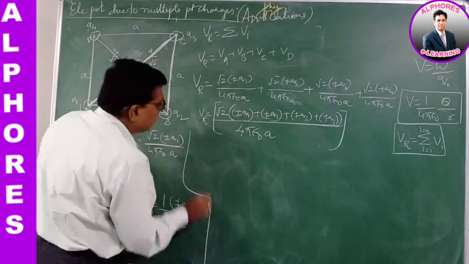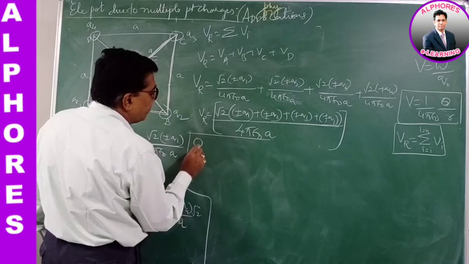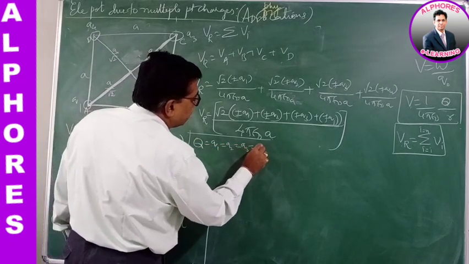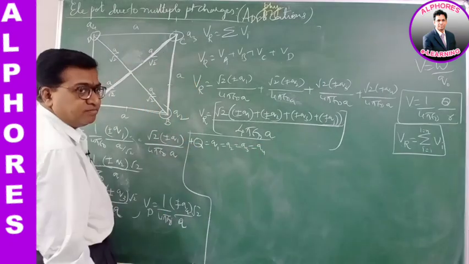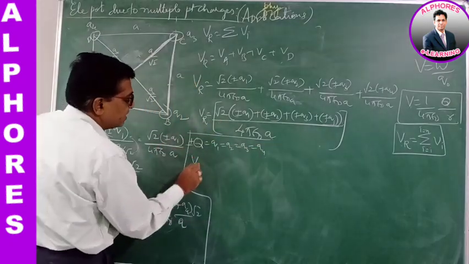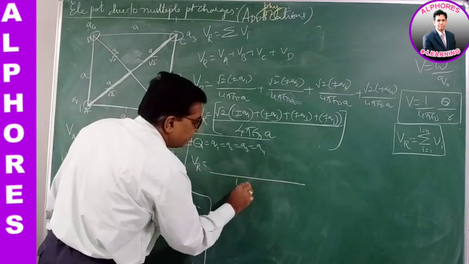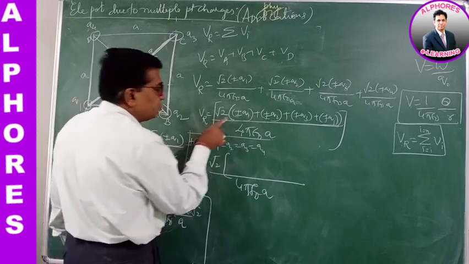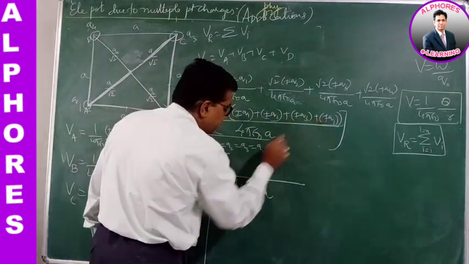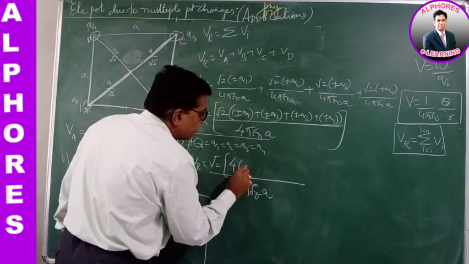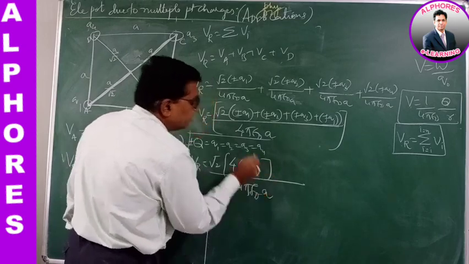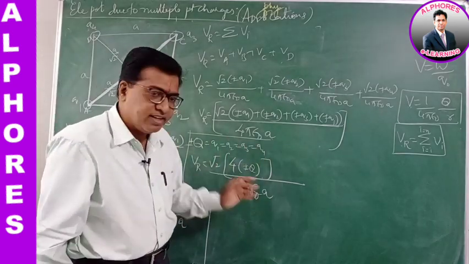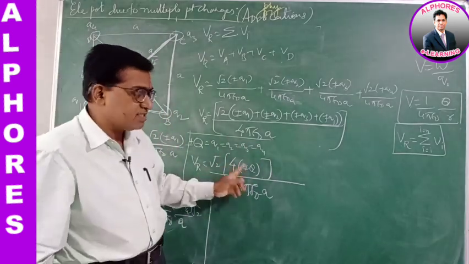Achha, what if all the charges are equal? Q1 equal to Q2 equal to Q3 equal to Q4 equal to plus or minus Q. The resultant potential, LCM remains the same, 4 pi epsilon naught A. Root 2 is also common. So this is Q plus Q plus Q plus Q, so it is 4 times plus or minus capital Q. If it is plus, take it plus. If it is minus, take it minus. If all the charges are equal, all like charges, plus Q.